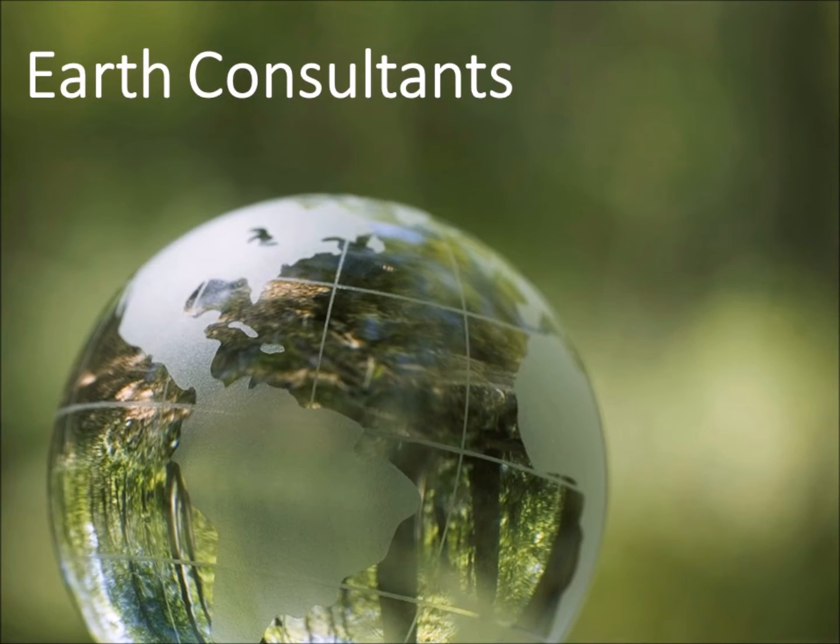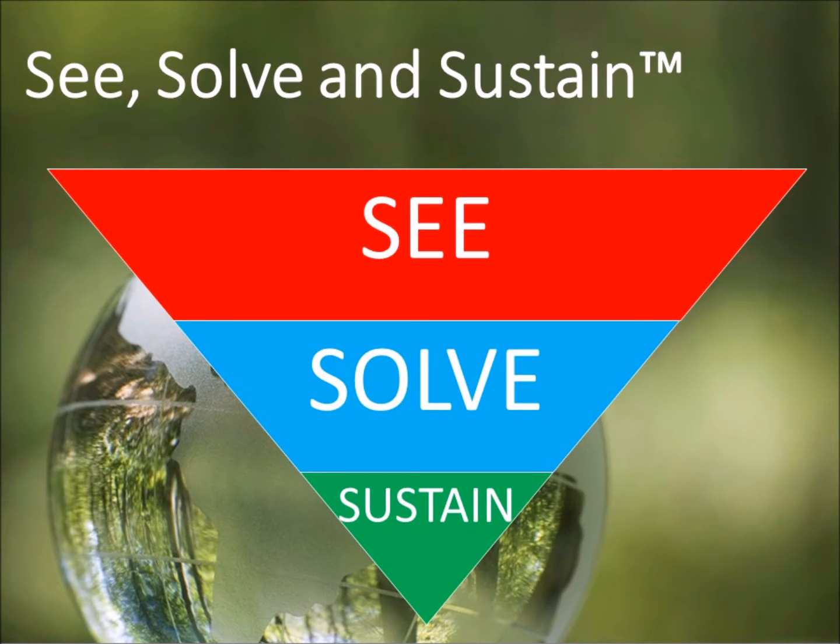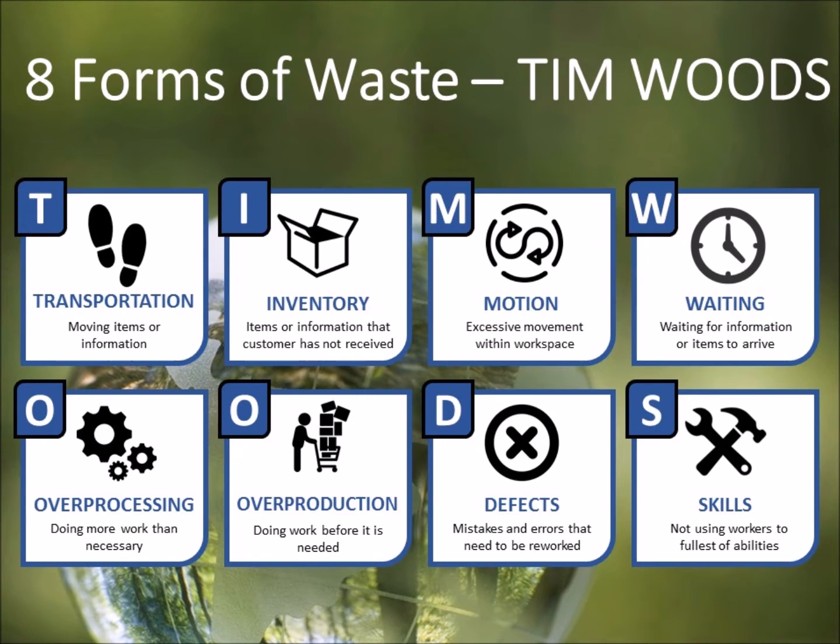I wanted to take a few minutes to talk about a process for reducing environmental impacts. Whether you work at a company or work with companies, you can reduce the impact by applying a three-step process: see, solve, and sustain. During the see phase, we teach the 8 forms of waste. Once you can see the waste in your process, it becomes much easier to make improvements.